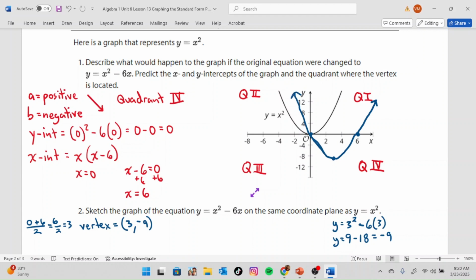And we got exactly what we expected. We got a shift down so that the vertex was in quadrant 4, so down and to the right. We see a y-intercept at the origin. We see x-intercepts at 0 and 6. And we see a vertex at 3, -9.